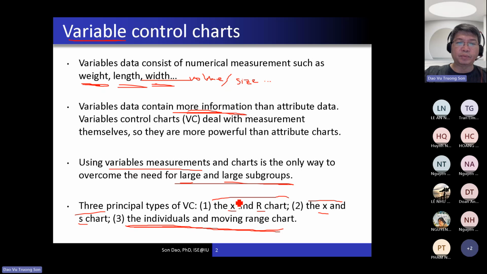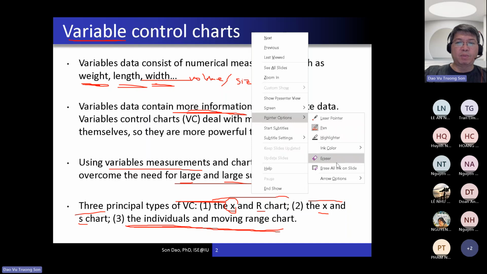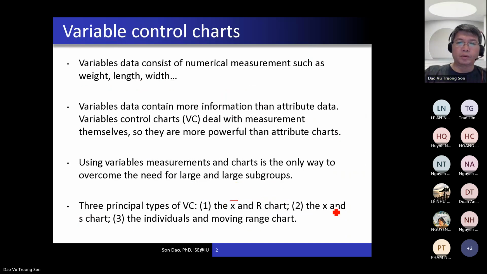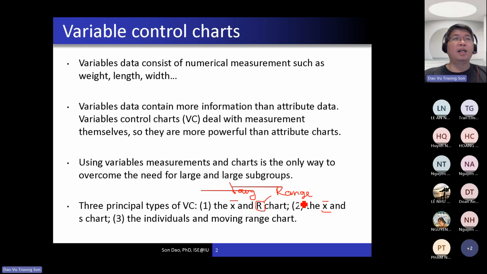So what does X mean? Actually, it's not just X, but X bar to be correct. So what does X bar mean? This means average. You already know anything with a bar is average. R stands for range. You already know range means the difference between the minimum and the maximum. In a lot of data, the difference between the maximum and the minimum is very useful.